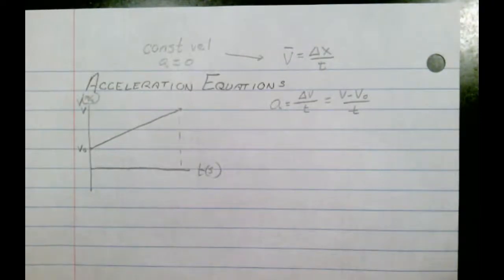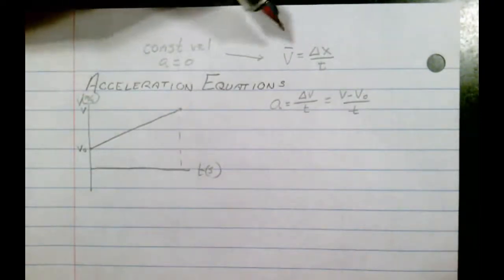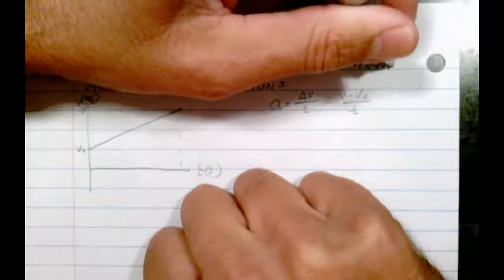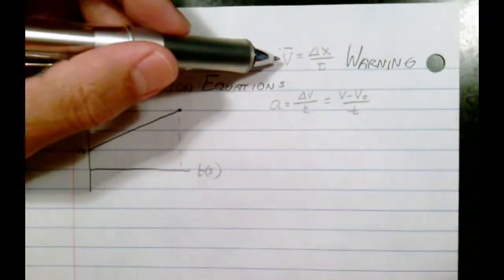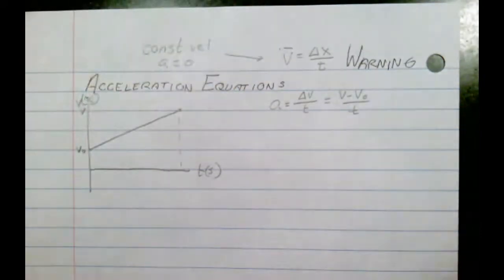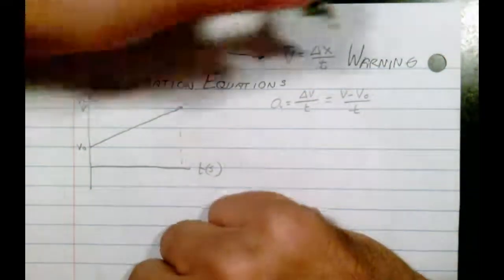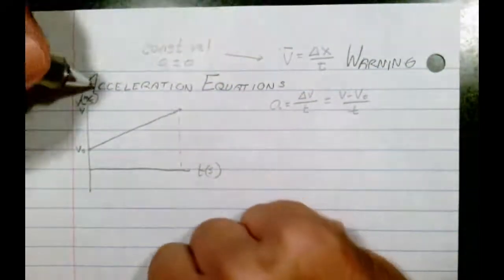I better go in pen here. But we can also use that in acceleration. But I'm going to say, warning, this is the most misused equation in physics because people will plug in V or V0 or something for that. This is average velocity, which isn't always shown in an acceleration problem, but I'm going to show you how to use it.